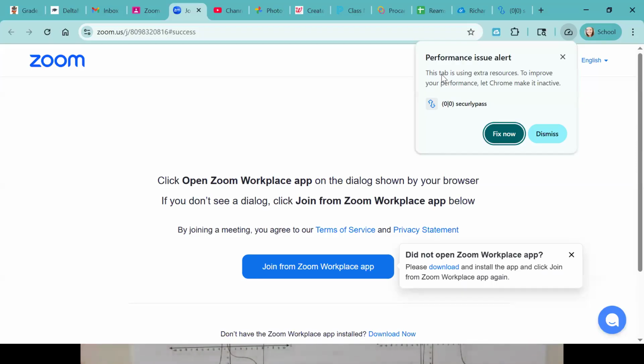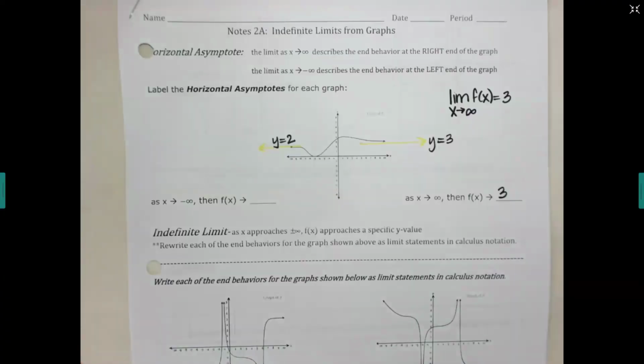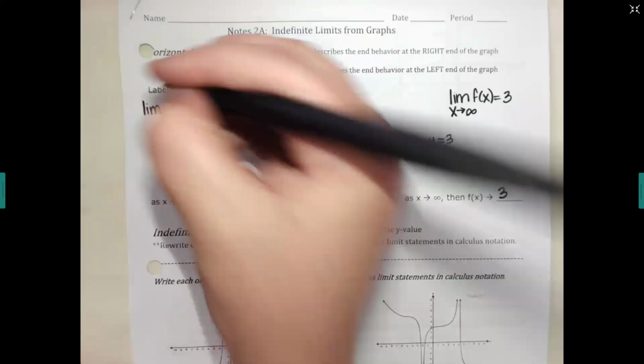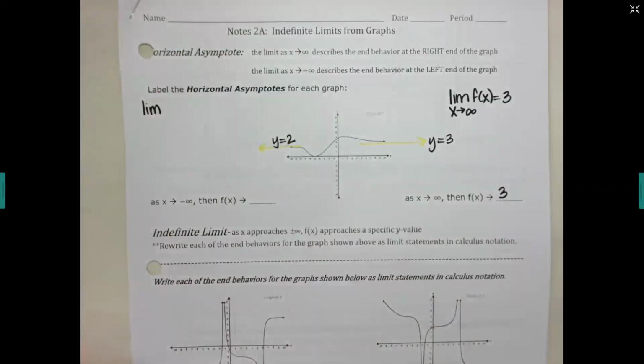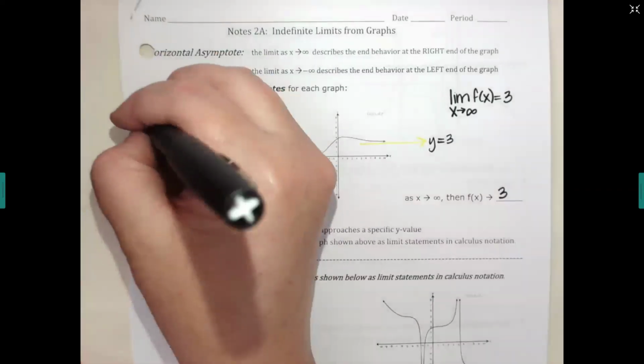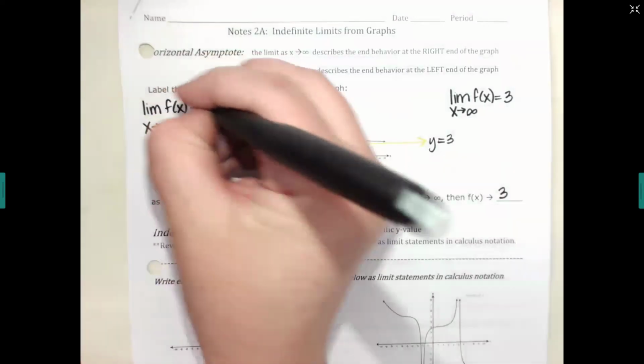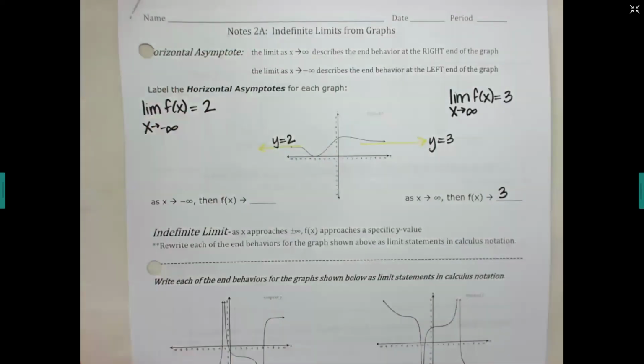Okay, and essentially what that means is that the right end of the graph, as my x's get bigger, curves off to this y value. Do the same thing for the left side. LIM for limit. But because I'm going to the left, my x would go to minus infinity. And then f of x is curving off to 2. Okay?